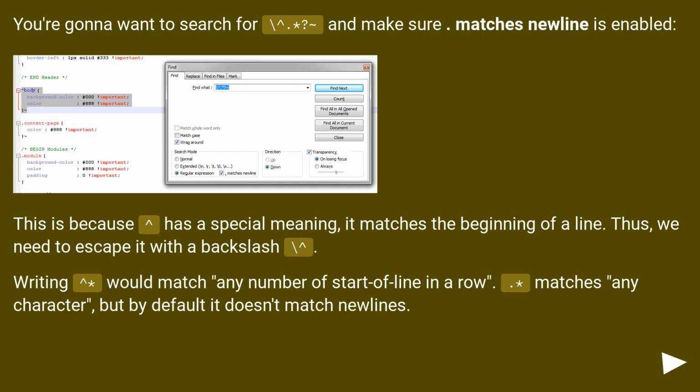This is because the caret has a special meaning, it matches the beginning of a line. Thus, we need to escape it with a \caret. Writing it unescaped would match any number of start of line in a row. Dot matches any character, but by default it doesn't match new lines.